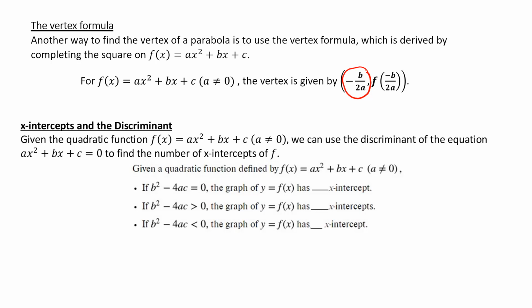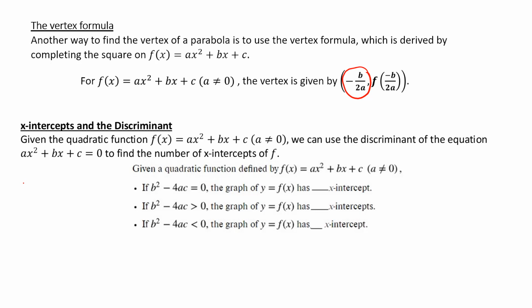X-intercepts and the discriminant. Given the quadratic function ax squared plus bx plus c, so anytime you have a parabola, you can use the discriminant of the equation ax squared plus bx plus c equals 0 to find the number of x-intercepts. Okay, because when the function equals 0, that is when you hit the x-axis.